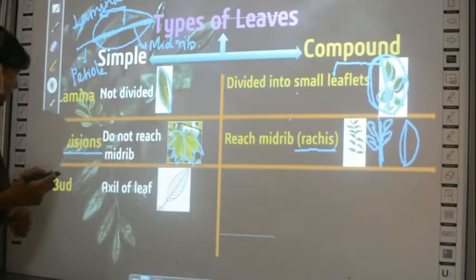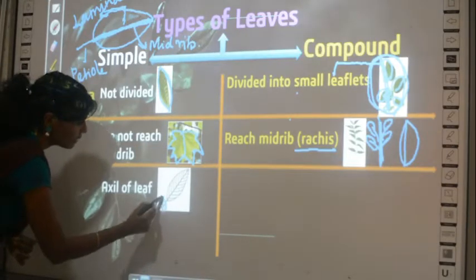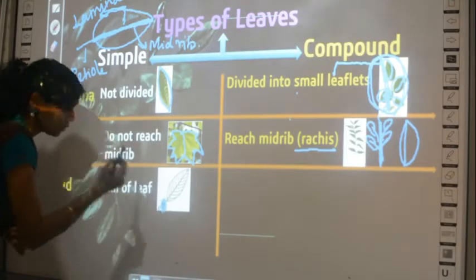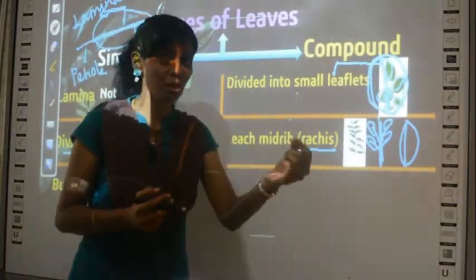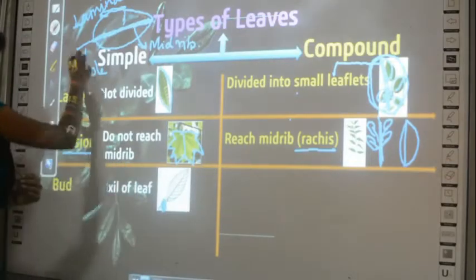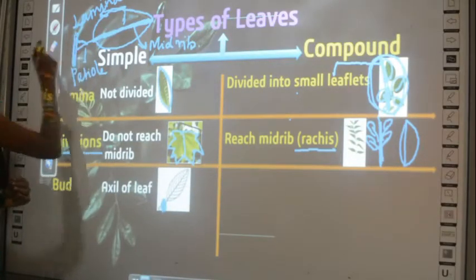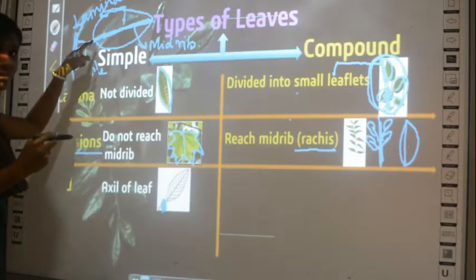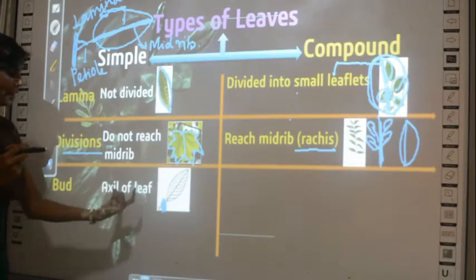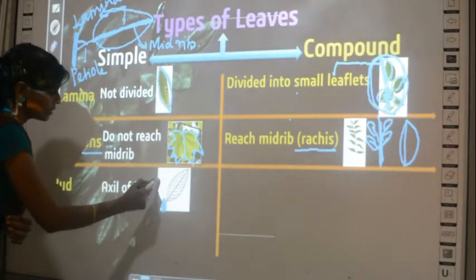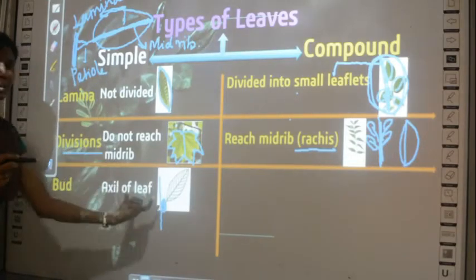In the case of simple leaves, if there is going to be a bud, it will be in the axil of the leaf. You have studied about the axil, no? What is the axil? The axil is the angle between the petiole of the leaf and the stem. Do you remember? The axil is this one, right? If there is a stem and a leaf, it is the angle between the petiole of the leaf and the stem. So in the axil of the leaf, for simple leaves you will get buds.